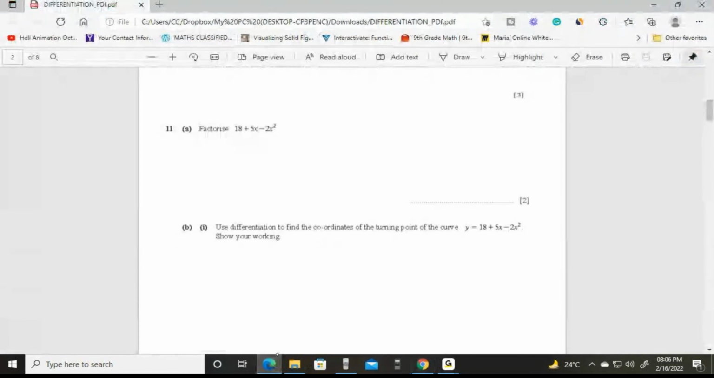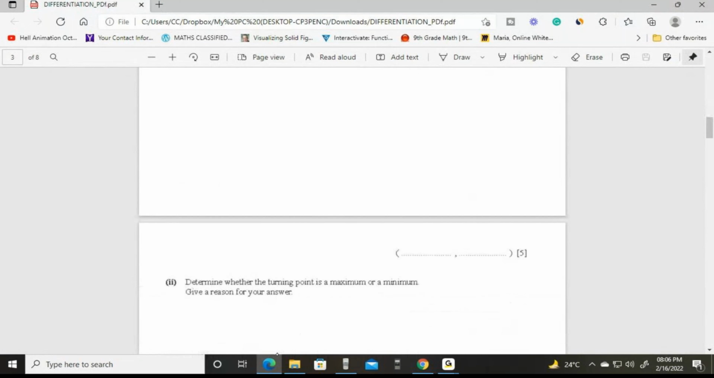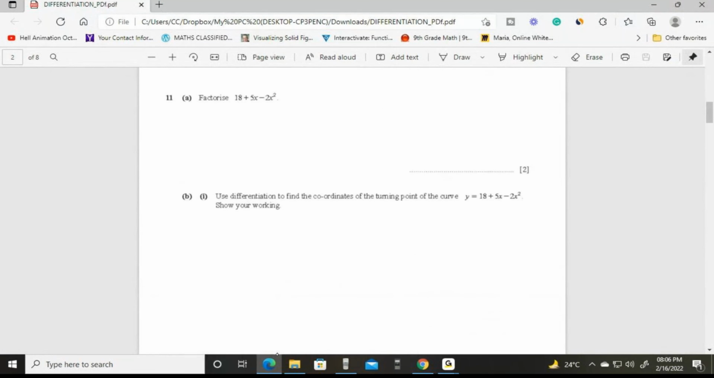And they're saying use differentiation to find the coordinates of the turning point of this curve, and show your working. It is 5 marks. So what you need to do is find the first derivative, then equate it to zero and get the answer. So you see, this is a quadratic polynomial function. It is going to have just one turning point, isn't it?